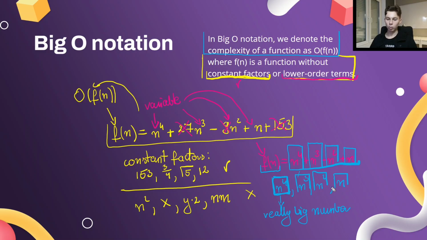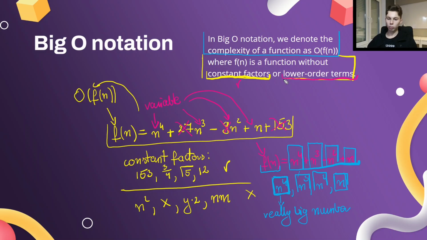Now we know what higher order terms are, but what are lower order terms? Lower order terms are just the reverse. So if we put in a big enough value, we can make this always smaller than n to the power of 2, n to the power of 3, and n to the power of 4. So now we know what lower order terms and higher order terms are.